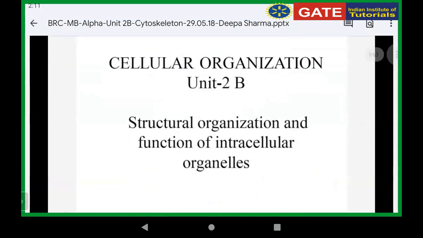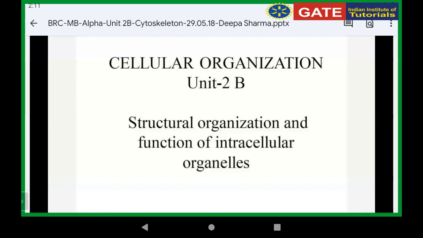Similar to that, some cells are spherical, some cells are cuboidal, some cells are elongated, or some cells are polyhedral, right? So different shapes are there in different types of cells. Who gives the shape? The cytoskeleton.